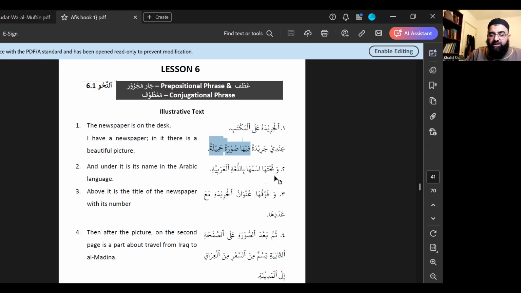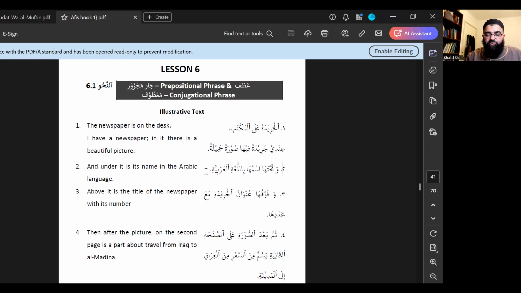Again, another one, وَتَحْتَهَا ismuha. Wa is and, تحتها ismuha. Ism is one of those words that if there's a haraka or letter before, you connect it, skip the hamza. You go straight to the seen. وَتَحْتَهَا ismuha. Tahtaha, and tahta is one of those other words. This is like a jar majrur structure, right? Tahtaha, below it, the ha referring to the jarida. Ismuha, its name. And under it is its name.